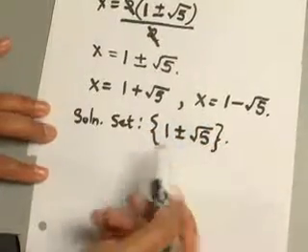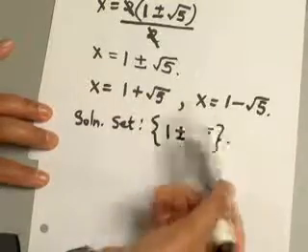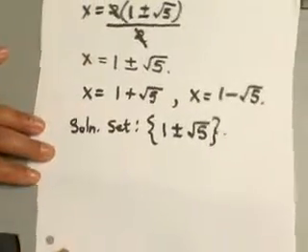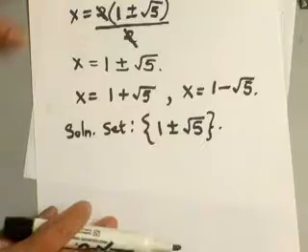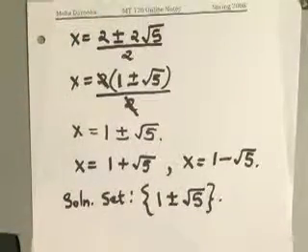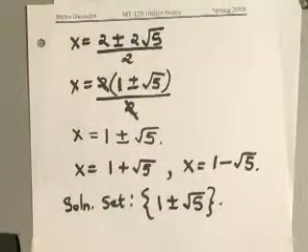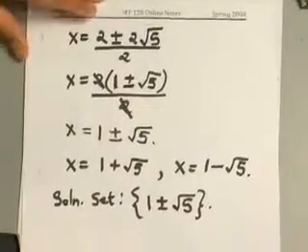So if you want, you can write it as a combination, or you can write it as two separate answers. They're both acceptable. And again, if you want, go back and check your answers just to verify that these are the solutions of our original equation.